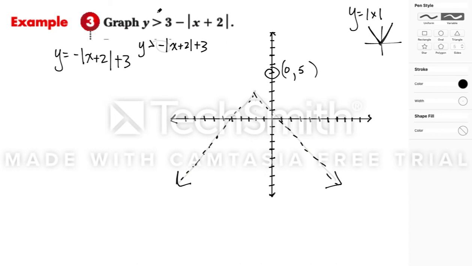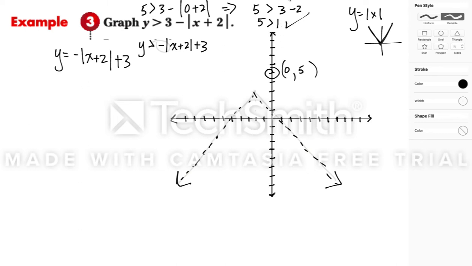And so when I plug (0, 5) in here, I'm going to put 5 in here. Is that greater than 3 minus the absolute value of 0 plus 2? The absolute value of 0 plus 2 is 2. So this is basically, is 5 greater than 3 minus 2? And indeed it is. 5 is greater than 3 minus 2. 5 is greater than 1.